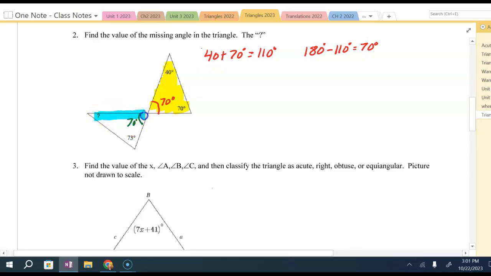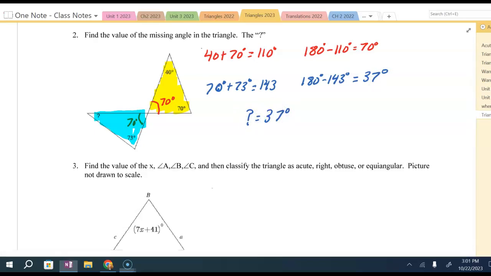And now I'll look at the blue triangle, and again the angles in a triangle add up to 180. So 70 plus 73 is equal to 143. And then I'll subtract from 180 again, and I'll get 37 degrees. So the question mark is 37 degrees.